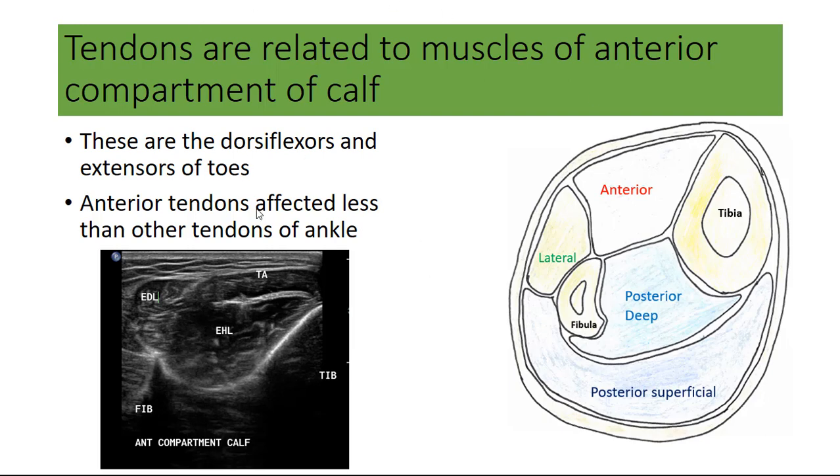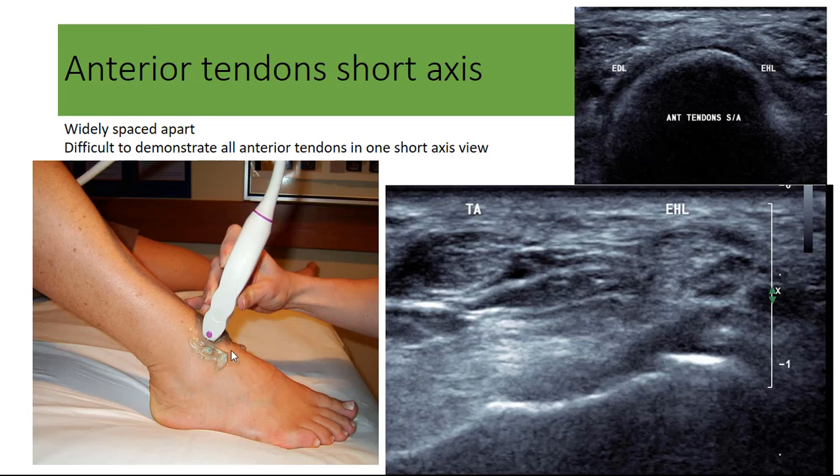So all of the anterior tendons are related to the anterior compartment of the calf, and they're called the dorsiflexors, but the extensors of the toes. And when we're up in the calf, we can actually see these muscles, and it's good to get used to finding the muscles and then following them down, just in case there is an injury and you need to look at the musculotendinous junctions of any of these. When we look at them in short axis, we need to see their relative position. So we'll see tibialis anterior a bit larger, and then extensor hallucis longus, and sometimes it can be hard to get them all in the one view, so you do need to slide around to see them.